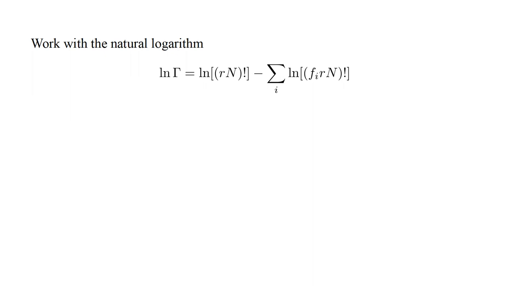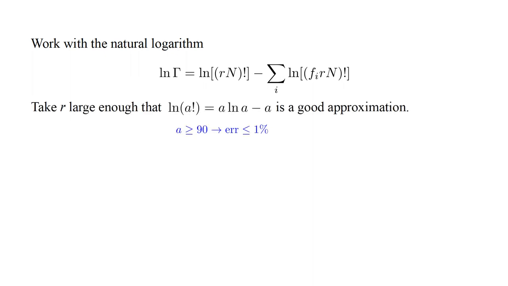We have log gamma equals log Rn factorial minus sum over i, log Fi Rn factorial. We take R large enough that for every log of a factorial in our expression, log A factorial equals A log A minus A is a good approximation. For reference, for A at least 90, this gives an error of less than 1%.